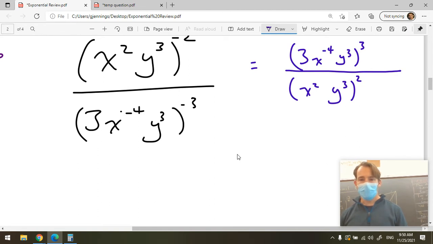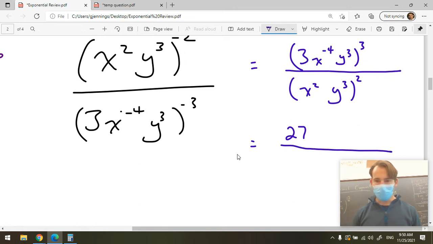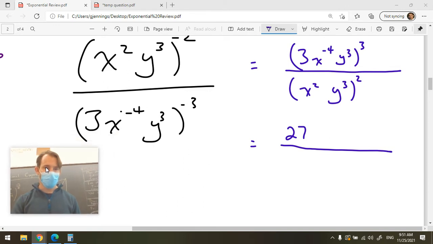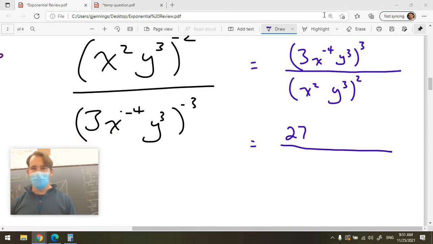Multiply these in. So that's going to be equal to 3 to the 3 is 27. Notice 3 to the negative 3 on the bottom flips to the top of the fraction, 27. He's useless. Move him over here. Okay, and x to the negative 4 to the 3, that's x to the negative 12. Y to the 3 to the 3 is y to the 9.